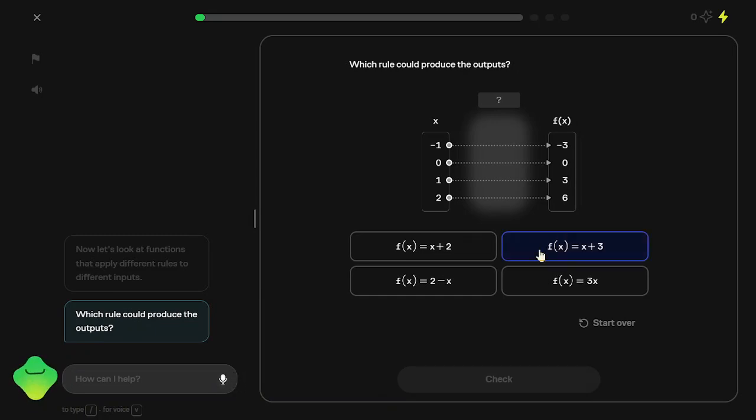So here we took in condition. 0 will turn to 0. It looks like that's multiplication, right? Because 0 multiplied by anything is still equal to 0. So what about this one?